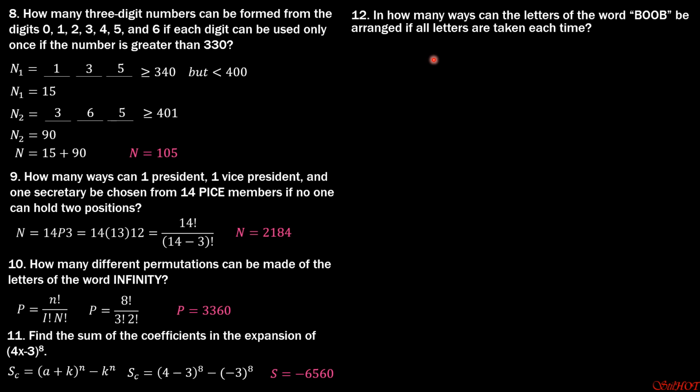Problem 12, in how many ways can the letters of the word boob be arranged if all letters are taken each time? So this is the same as problem 10. So 4 factorial over 2 factorial, 2 factorial, B is 2, O is 2. So 4 factorial over 2 factorial, 2 factorial, and that is 6. If you want this 6, so remember that's a boob.